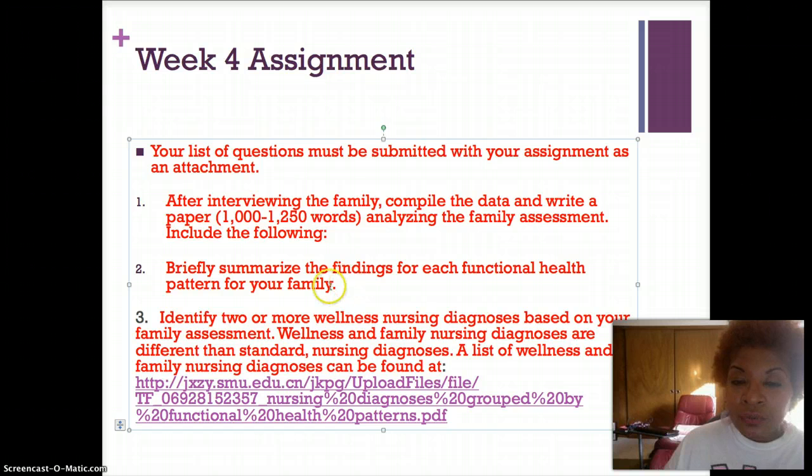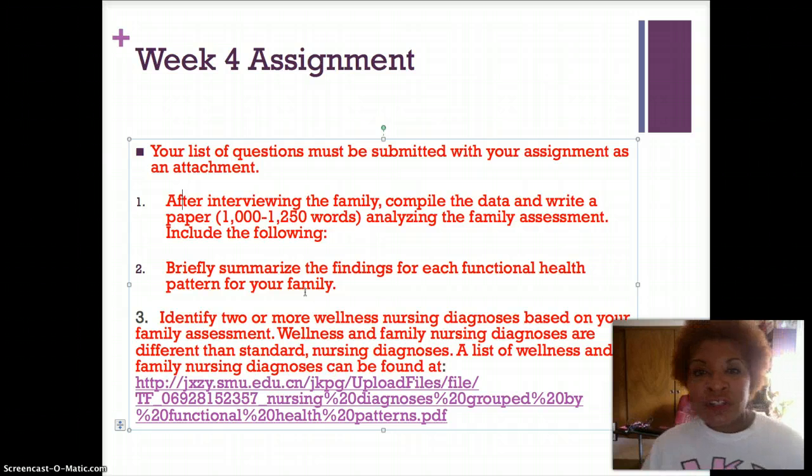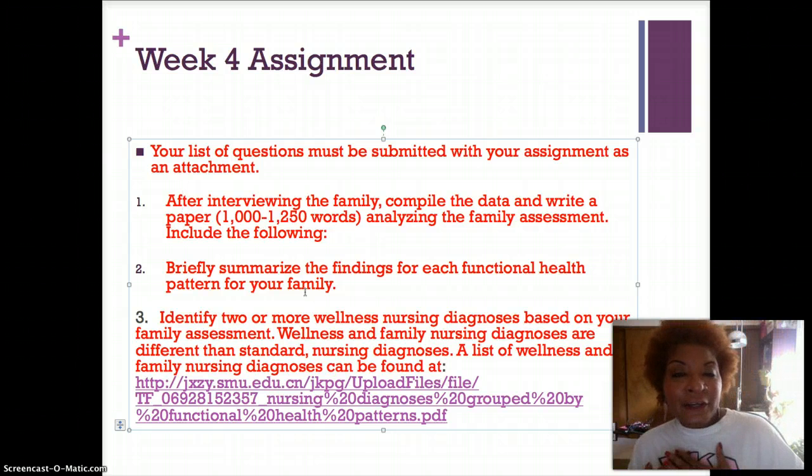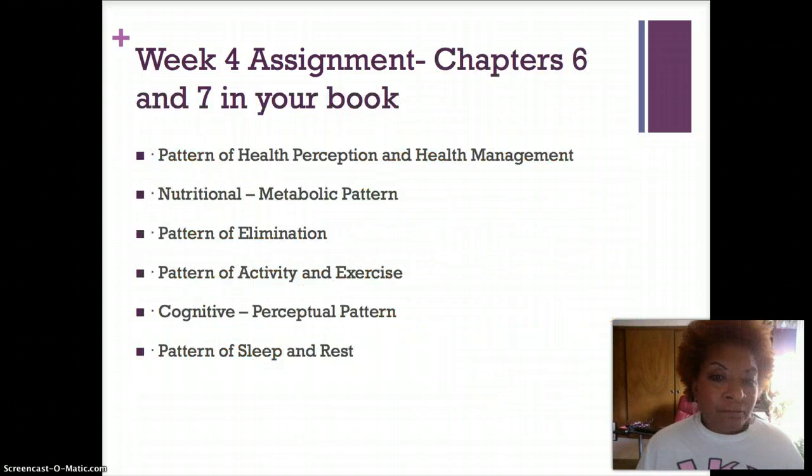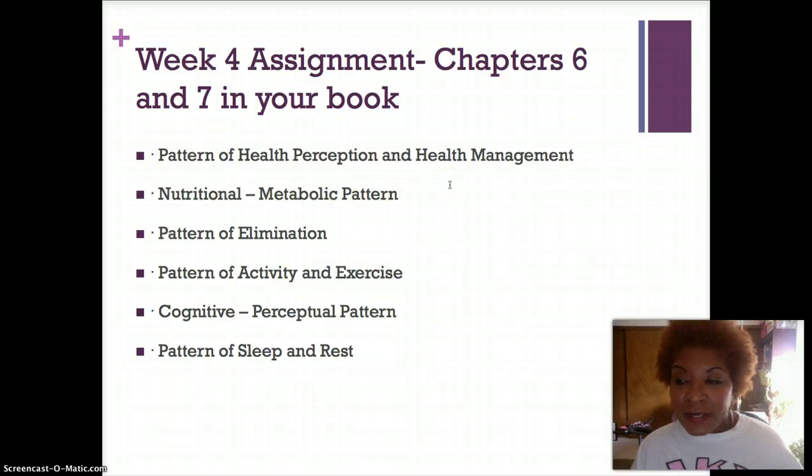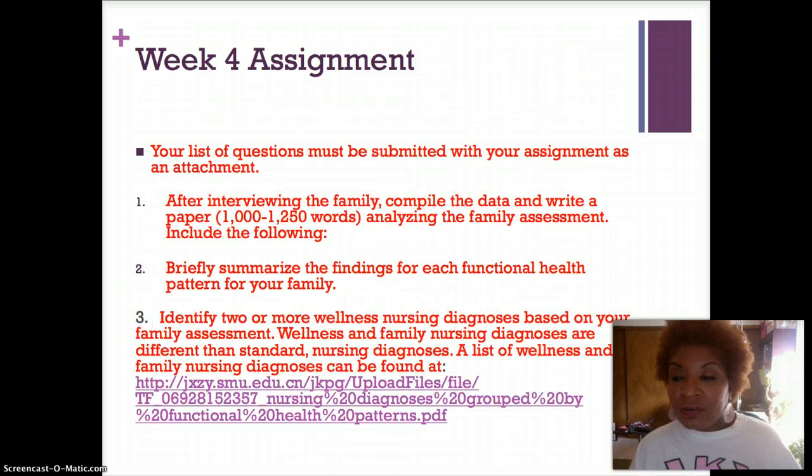After interviewing the family, compile the data and write a paper analyzing the family assessment. You want to include a brief summarization of each functional health pattern. So, for example, if you were interviewing myself and my husband, you would say that the Grays, as related to their pattern of health perception and management, both Victor and Melanie Gray are very conscientious about getting their annual physicals, about getting their flu shots.